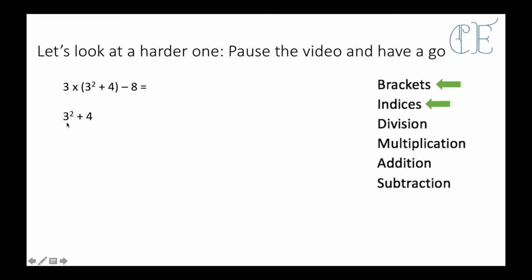3 squared is 9, 3 times 3, and then add the 4 on, it gives us 13, so I can change that for 13. Okay, 3 times 3 is 9. 9 add 4 is 13.